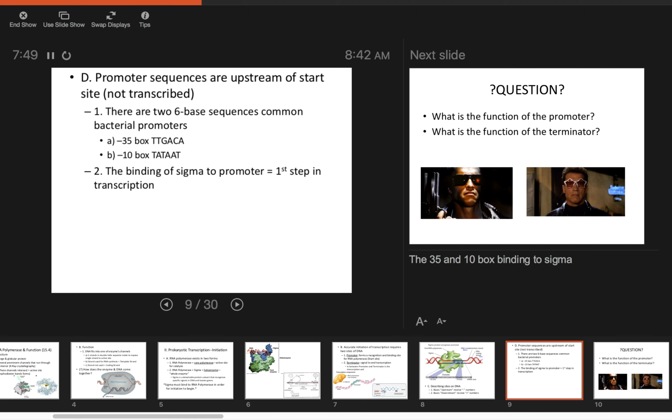They're not transcribed. There are two 6-base sequences, the minus 35 box and the minus 10 box, the TATA box, which is more recognizable than the minus 35 box. So sigma binds to this. This is a promoter in bacteria. So it recognizes 35 nucleotides down this sequence and 10 nucleotides down this sequence, and this is where it latches on. So sigma is very specific to these sequences.